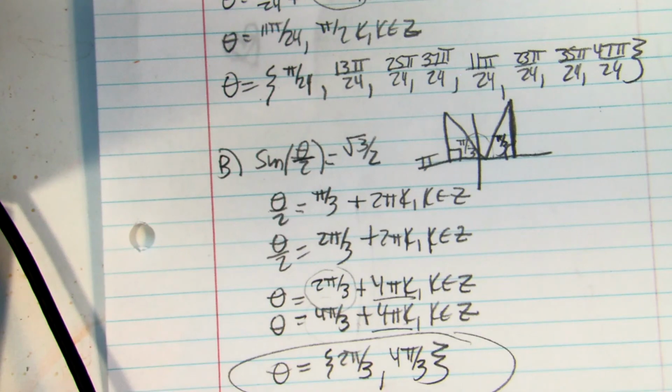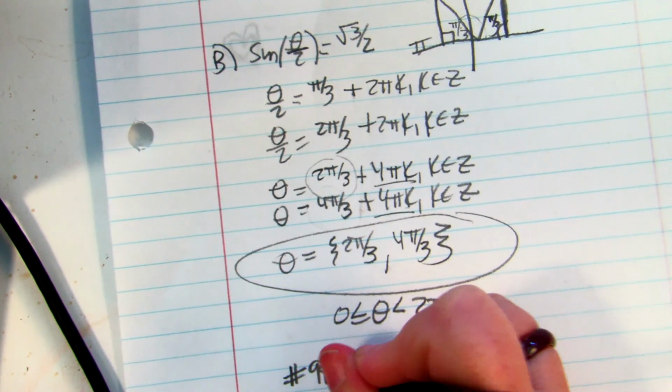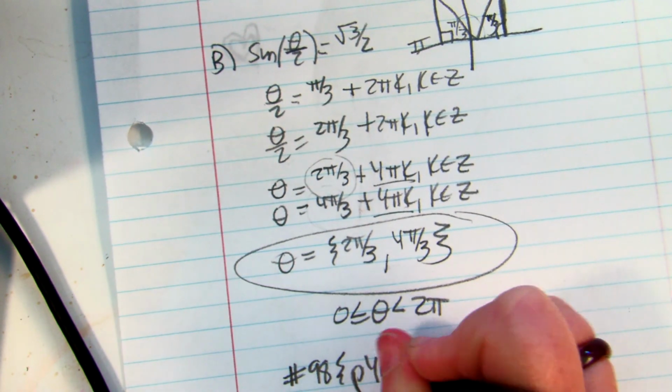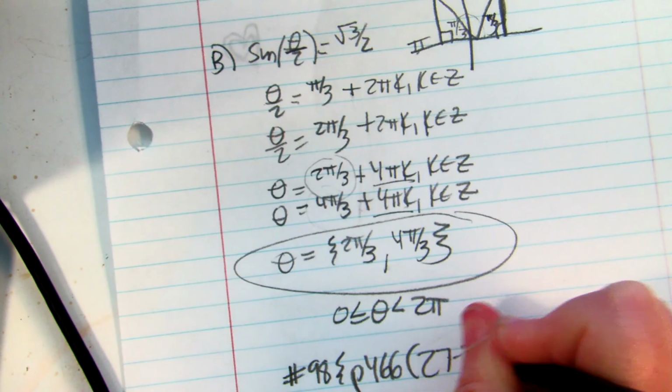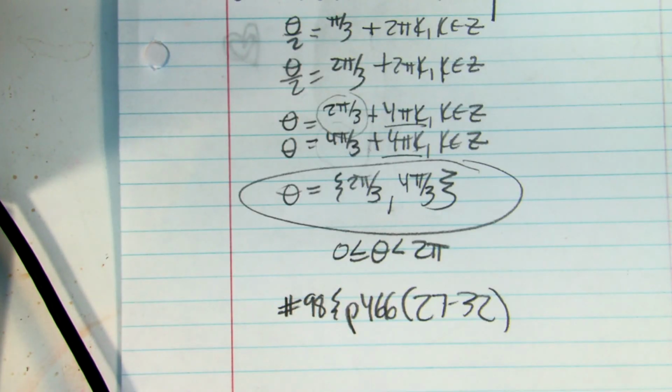So what your homework is going to be: number 98, page 466, 27 to 32. And that's due tomorrow, which is Wednesday. And then we'll have another assignment on Wednesday.